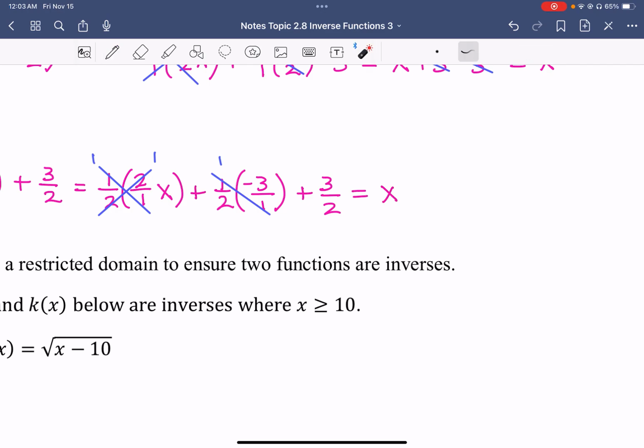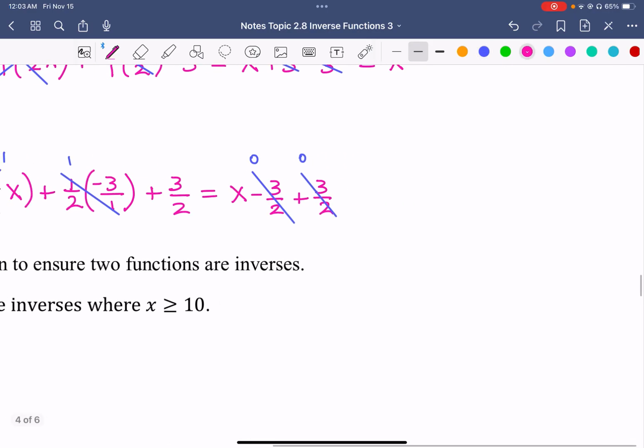And then here you just multiply straight across, or you can just see what you're left with, which is negative 3 over 2. And then we still have the plus 3 over 2. And then these equal 0. They cancel out and they equal 0. And so your final answer is x.